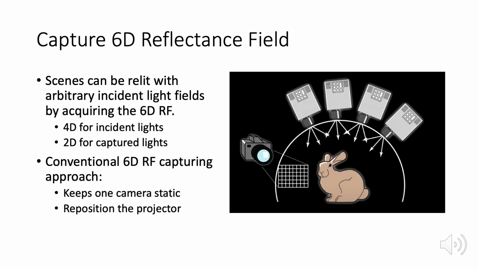Let me introduce a more amazing application of dual photography. If we want to capture the 6D reflection field, please recall what the 6D reflection field is. Here, 4D is for the incident lights to the scene, and 2D is for the captured lights to the camera. A conventional way to capture the 6D reflection field is to keep one camera static and reposition the projector. At each position, the projector should scan the scene pixel by pixel.